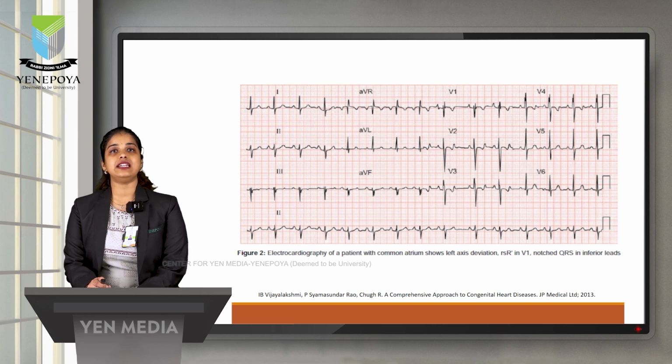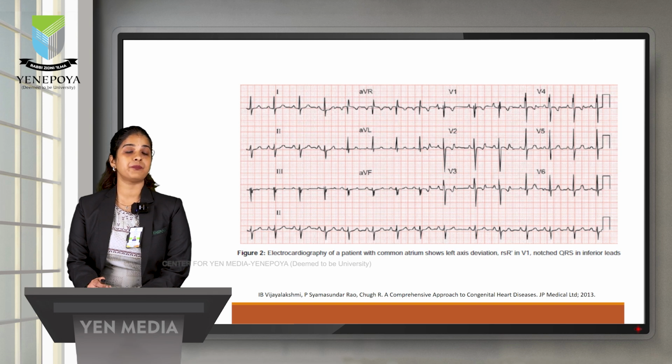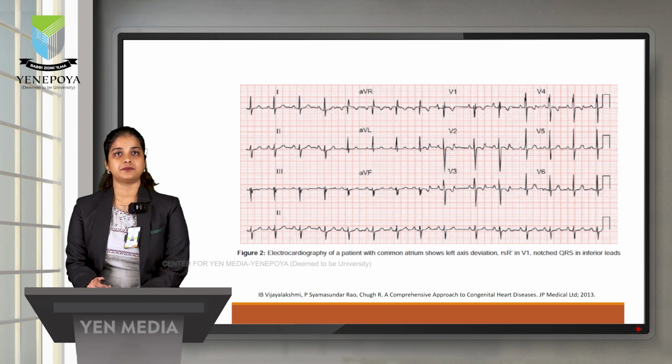Here we can see left axis deviation because lead 1 is positive and lead AVF is negative. So left axis deviation is observed here. And also if we see lead V1, there is an rSR' pattern, that is a small r, small s and a tall r prime. In the QRS of the inferior leads, we can see the notch.